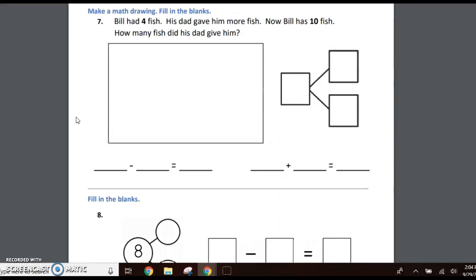Number 7. Make a math drawing. Fill in all of the blanks. Here is the problem. Bill had 4 fish. His dad gave him more fish. Now Bill has 10 fish. How many fish did his dad give him?